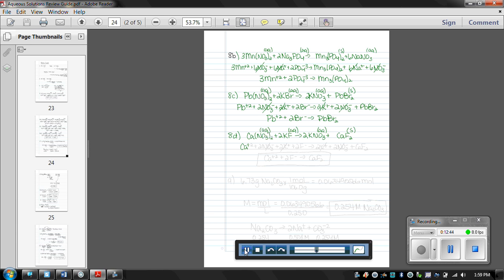So we're going to have Ca plus 2 and 2 nitrates. We'll have 2 potassium ions and 2 fluorides. We'll have 2 potassiums and 2 nitrates. And then calcium fluoride I need to leave alone. Potassiums cancel, nitrates cancel. I get left with Ca plus 2 plus 2F minus yields CaF2.